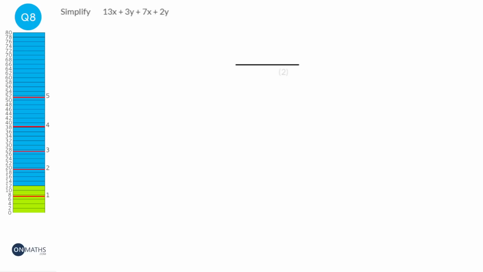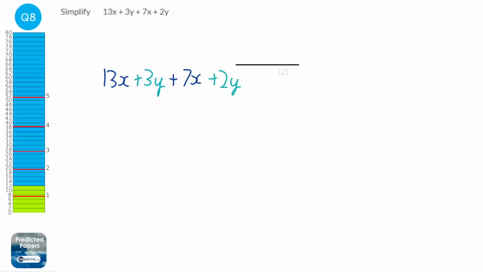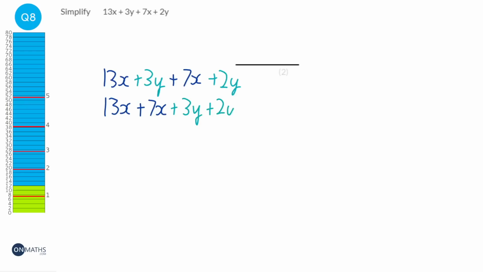When collecting terms, you've got to collect like terms. So we've got 13x. We've got a 3y. Now they're not like terms, but the 13x is a like term to the 7x, they're both x's, and the 3y is a like term to the 2y. So let's put the x's together, 13 lots of x plus 7 lots of x, and let's put the y's together, 3 lots of y plus 2 lots of y.